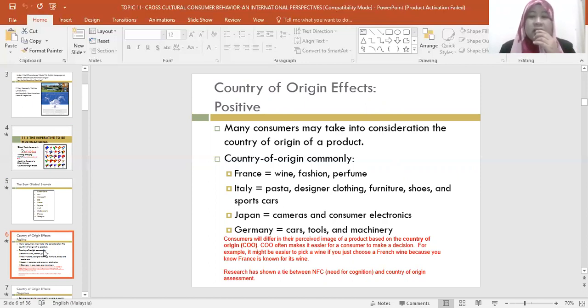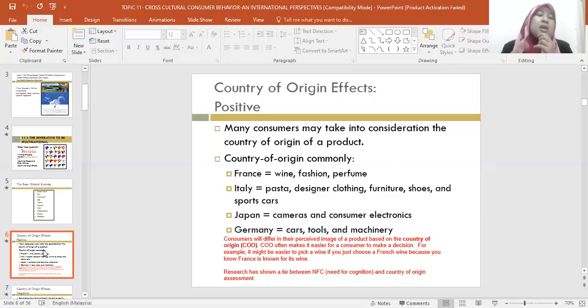And then we have the country of origin commonly, for example France. They give the example that France is very famous for its wine, fashion, and perfume. Italy is very popular for its pasta, carbonara, bolognese, and designer clothing. Italy also has furniture, shoes, and sports cars. Germany has cars, tools, and machinery. And Japan has cameras and consumer electronics.